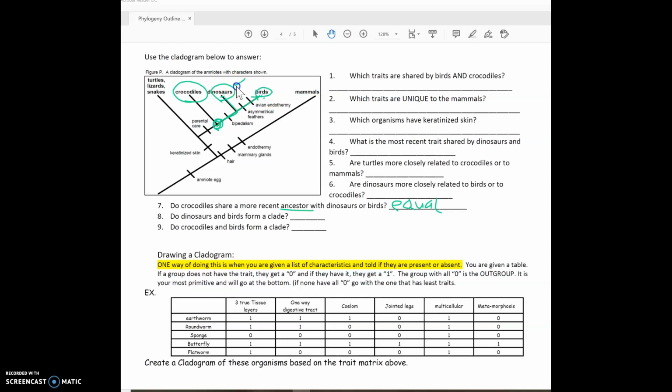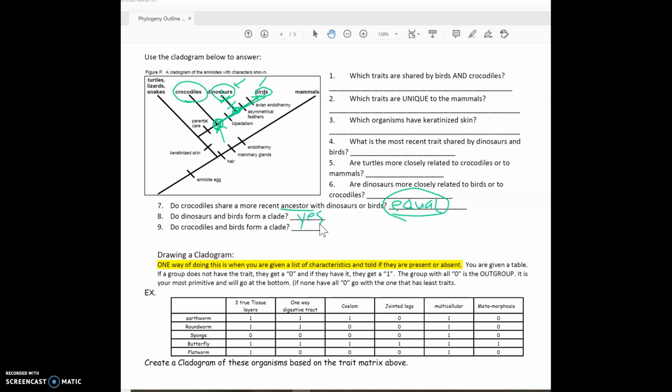In fact, sometimes these two could even be flip-flopped with each other. You could have had birds go this way with the two characteristics and had dinosaurs go this way because they don't actually even have an additional characteristic. So you could actually flip-flop. This is called a node, and you could flip-flop that node. So this would actually be an equal relationship because the common ancestor is in the same spot for both the dinosaurs and the birds. All right, do dinosaurs and birds form a clade? Your answer would be yes.